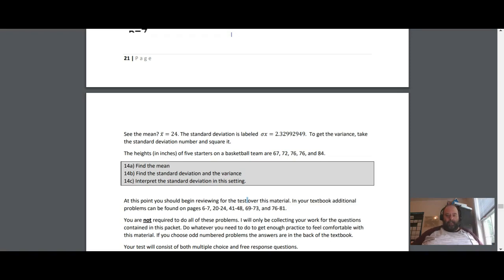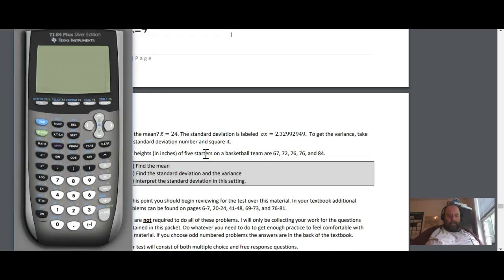Okay, so here's what we're going to do. We're going to turn on the calculator here, go into stat and edit. We're going to clear out what I have in list 1 there and put in those 5 numbers: 67, 72, 76, 76, and 84, right? Okay, so to find all of these numbers, they're all under the one variable statistics.